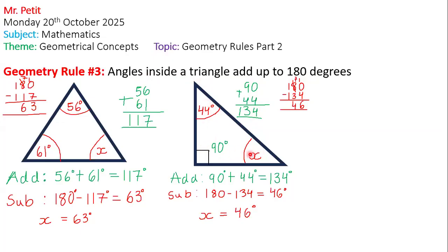But we know that all of them together must give us 180 degrees. So what we're gonna do, if you want to find what this is, we have to add these two, find the sum of them. After we add them, we get 134. After we add them, we have to subtract, but we're subtracting from 180. The reason why it's 180 is because that's what all the angles in a triangle should add up to. So it's gonna be 180 minus 134, which gives us 46. And so x is equal to 46. All right, so that's how we do that.